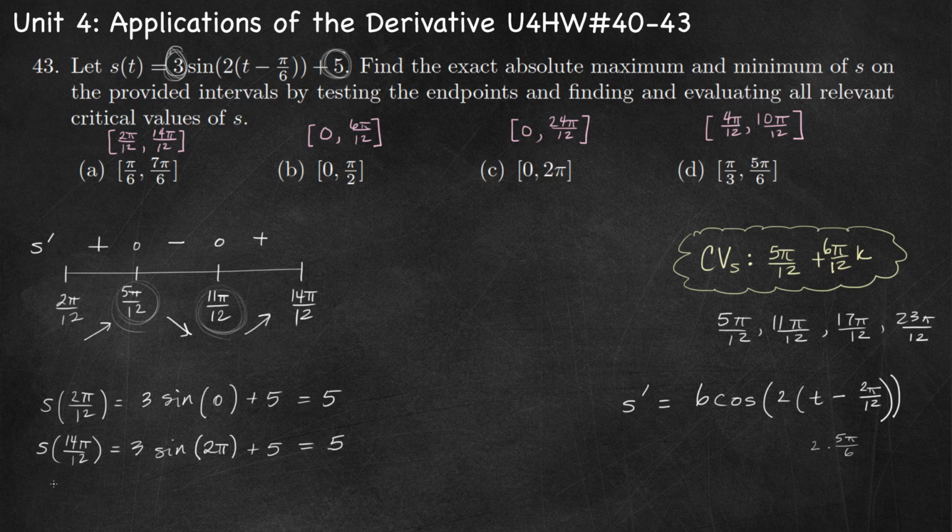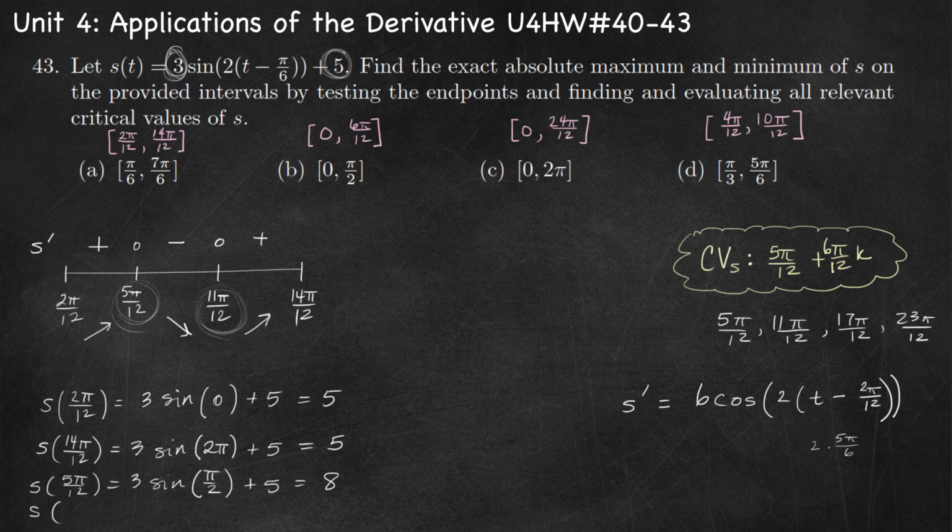Let's just verify that for this one problem, and then we don't have to keep doing that for B, C, and D. So S of 5 pi over 12 is going to be 3 times the sine of 5 pi over 12 minus 2 pi over 12. That's 3 pi over 12, or pi over 4. Times 2 is pi over 2. The sine of pi over 2 is 1. Times 3 is 3, plus 5 is 8.